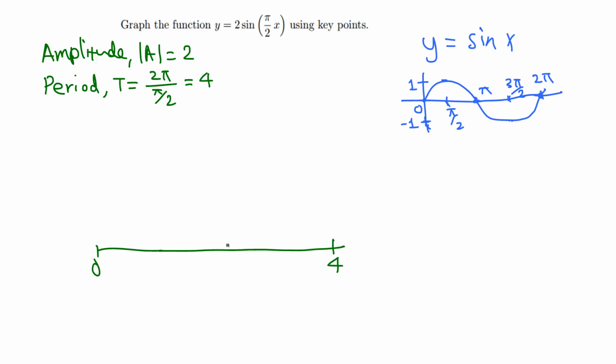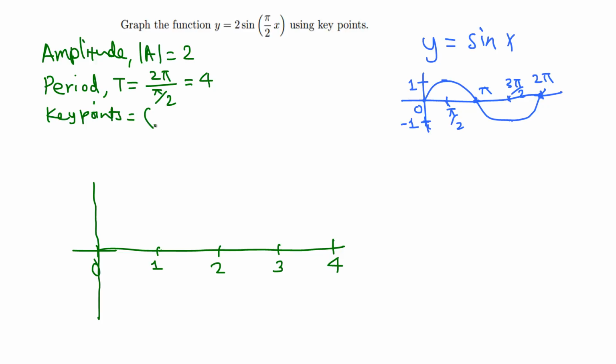So we first find the midpoint, which is 2. Now the midpoint of 0 and 2 is 1. The midpoint of 2 and 4 is 3. Now we need to find the corresponding y coordinates for these x coordinates, and we call them key points.